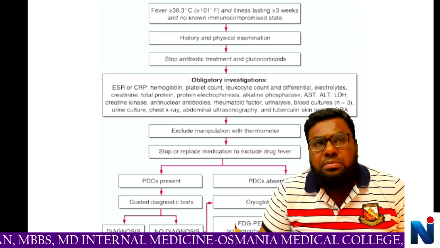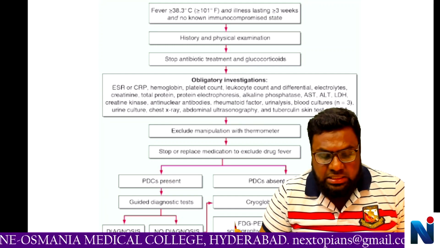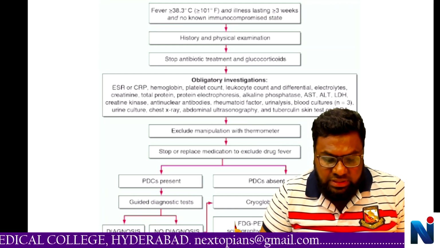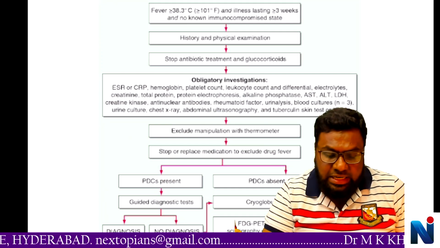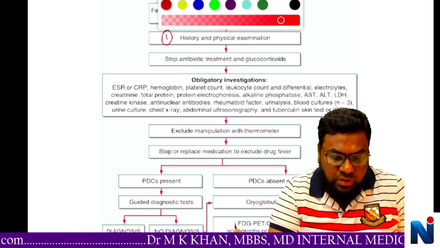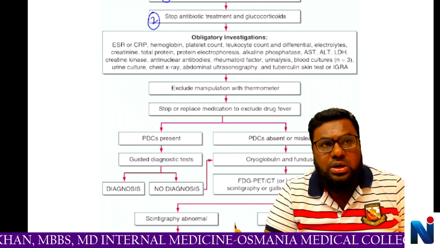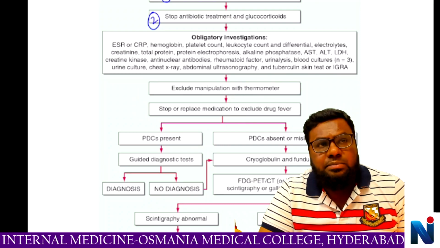Patient without a known immunocompromised state, with fever more than 101 degrees Fahrenheit and more than 3 weeks. Please remember, you will have to take history and physical examination. This is the first step. Then after that, you will have to go for this, because you are going to collect the blood culture.